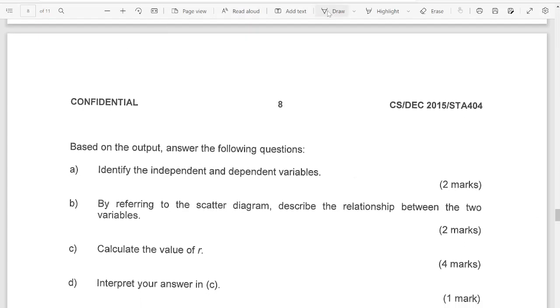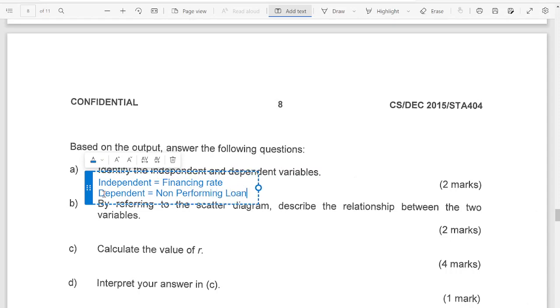So in this case, you can just write down the answer. Independent will be financing rate, and then the dependent non-performing loan. Okay, so that will be the independent and dependent variable. Okay, by referring to the scatter diagram, describe the relationship between the two variables.